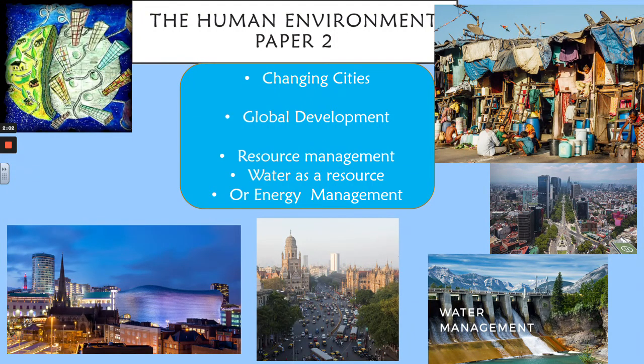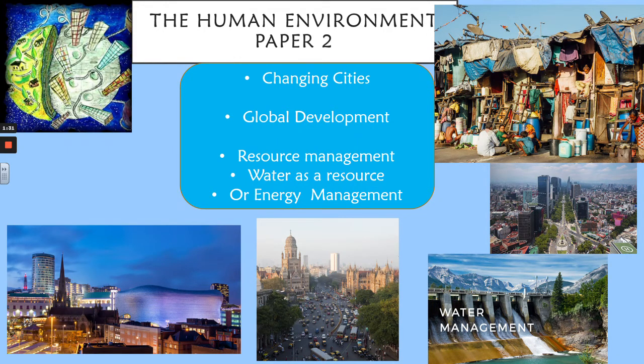Paper 2 then takes a turn and looks at the human environment. So you're going to learn about human geography and issues concerning people and the environment. So we start the unit looking at how and why cities around the world change, and we focus on 2 different case studies. We look at Birmingham as an example of a UK city, and we also look at Mexico City, an example of a city within an emerging country.